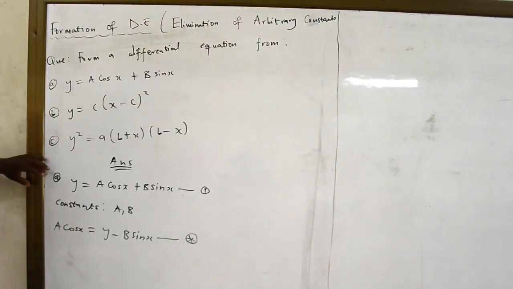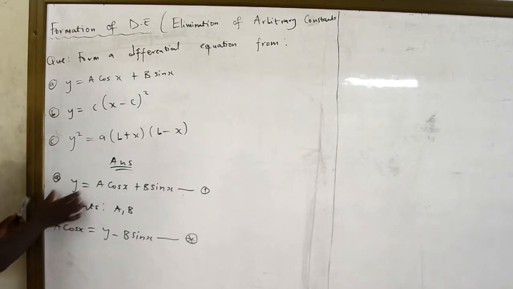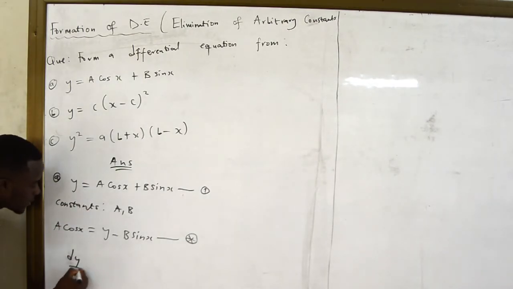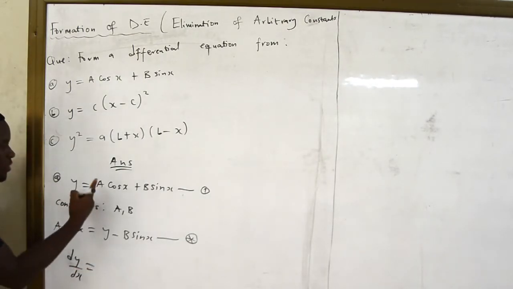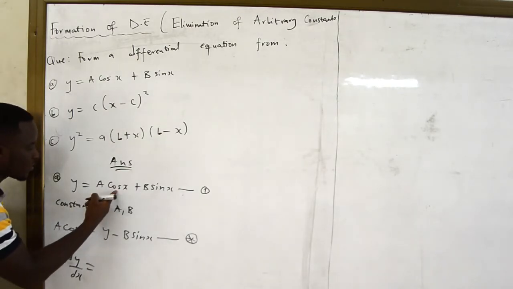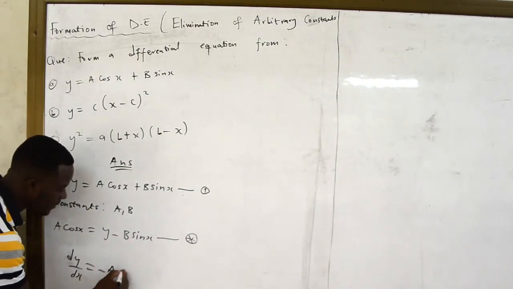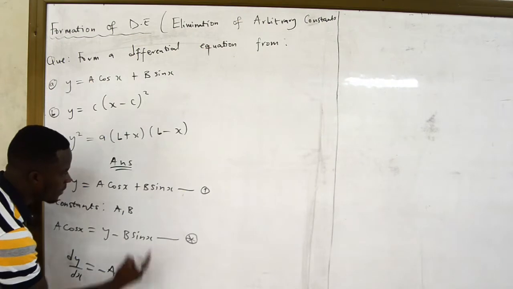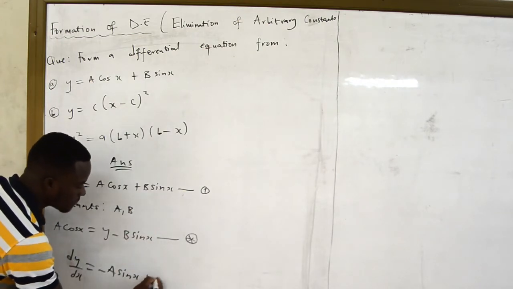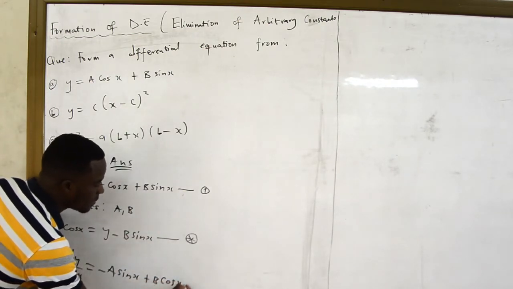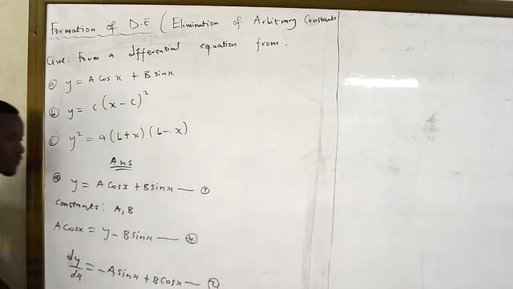So we will differentiate the equation 1. When I differentiate y, I'll get dy/dx is equal to, a is constant, so I will differentiate cos x. I'll get minus a sin x. I will differentiate this one, I'll get plus b cos x. Name this one equation 2.